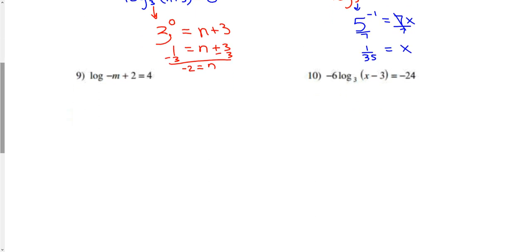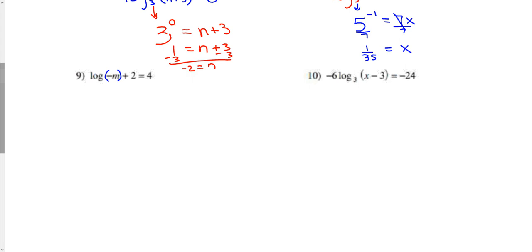Let's see what we got here. Okay. So look at number 9. What do I have to do first in number 9? Got to be real careful with this problem. This entire negative m plus 2 isn't inside the log. If it was, it would have had the parentheses. So if there's no parentheses, that means the log is only around the first thing.